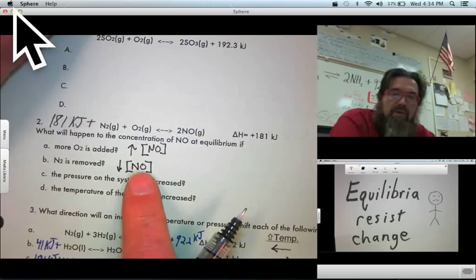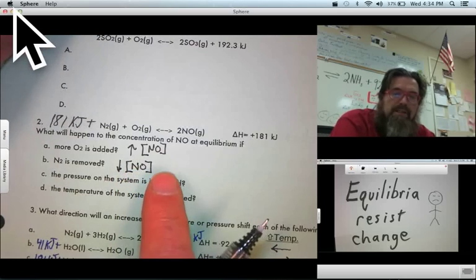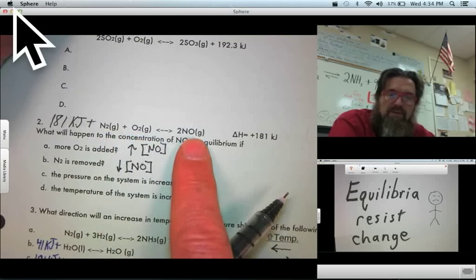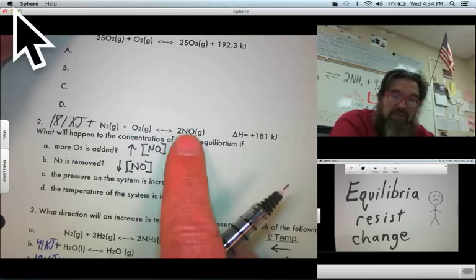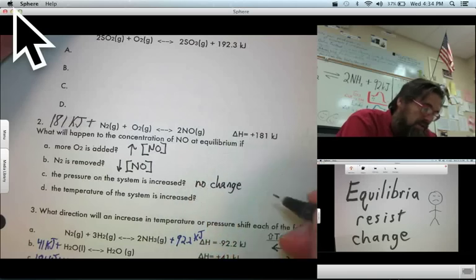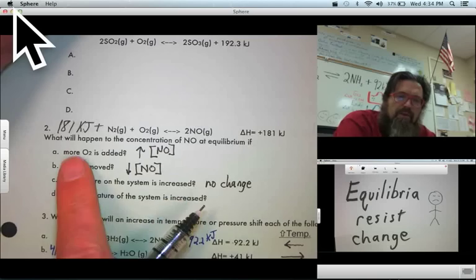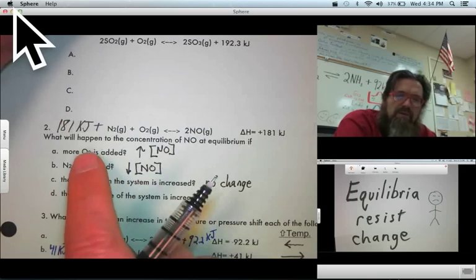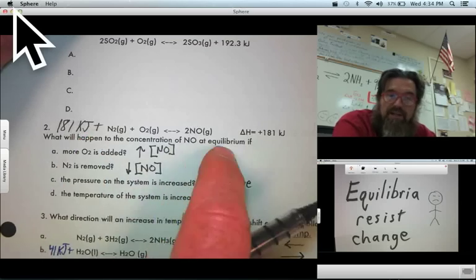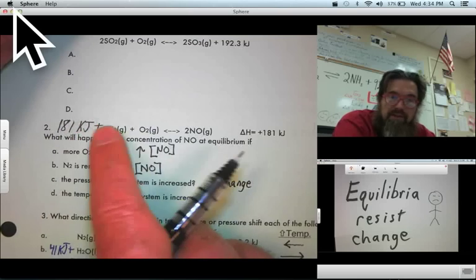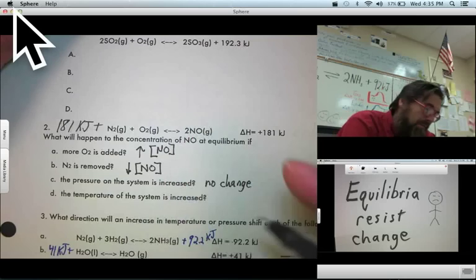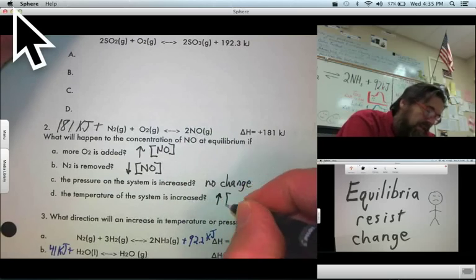What if we increase the pressure? Well, let's count the gas molecules on each side. 1, 2 gas molecules on the reactants, 2 gas molecules on the products. So it's 2 and 2, so pressure has no effect. So no change in the NO concentration. What if we increase temperature? If we increase temperature, the stubborn child equilibrium will do something to get rid of that added heat. And how it gets rid of heat is shifting to the right, gobbling up the heat energy and reactants to make the products. So if it shifts right, the concentration of NO goes up, and we have an increased concentration of NO.